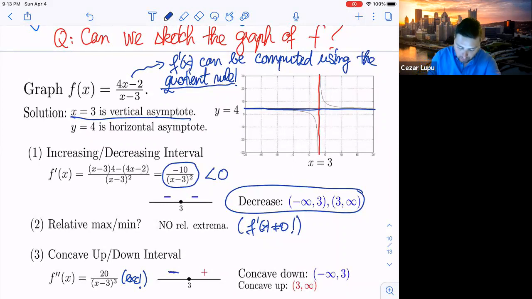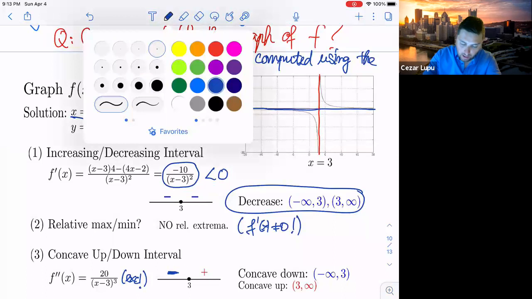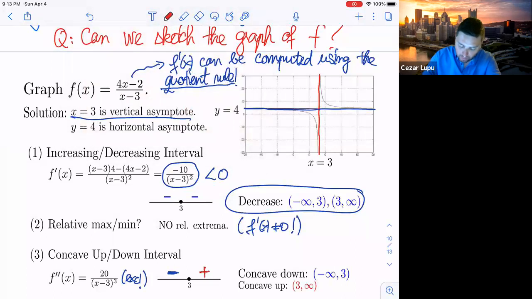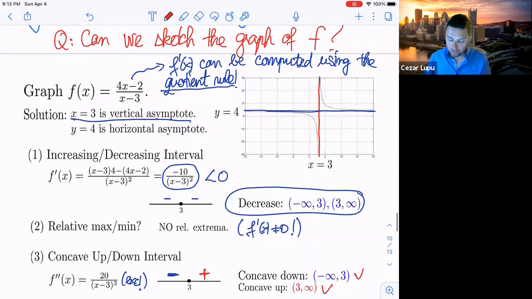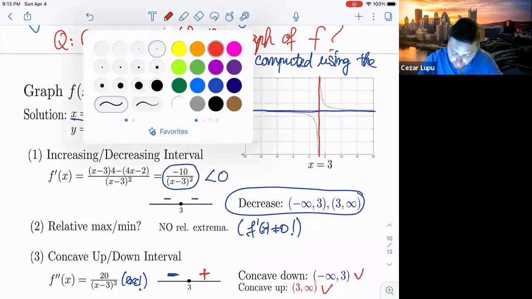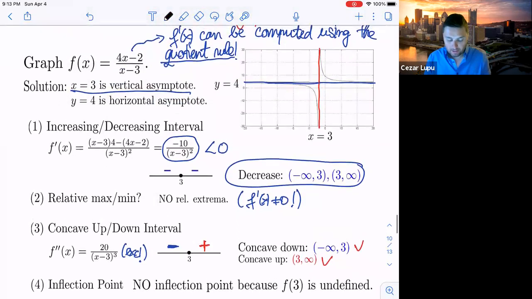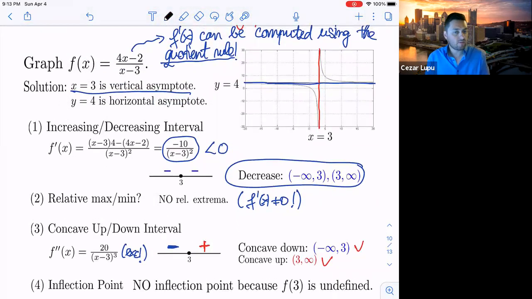So you will have here negative. And then for x greater than 3, this is positive. So the function will be concave down on negative infinity to 3, as you can see here, and it will be concave up on the interval 3 to infinity. And now at this point, I think we can draw the graph. And let me just do it. And there is no inflection point because f of 3 is not defined.